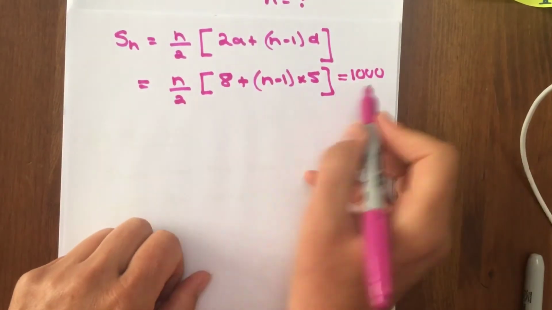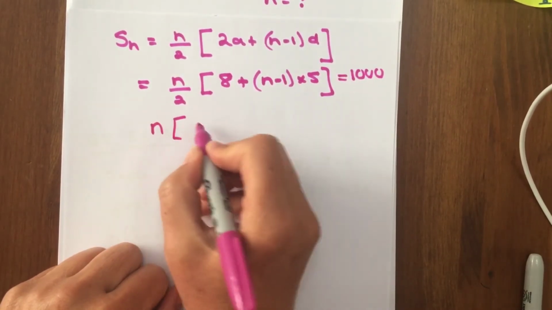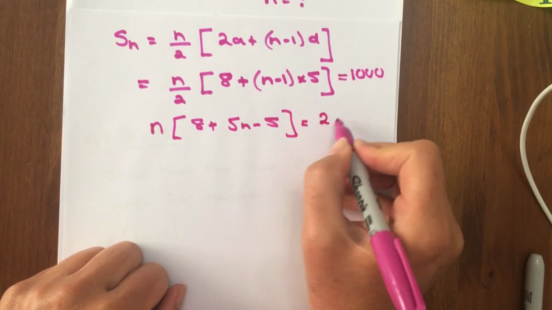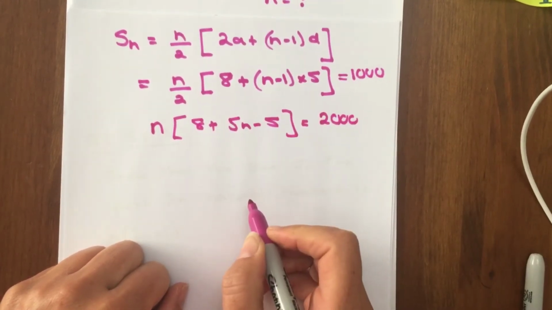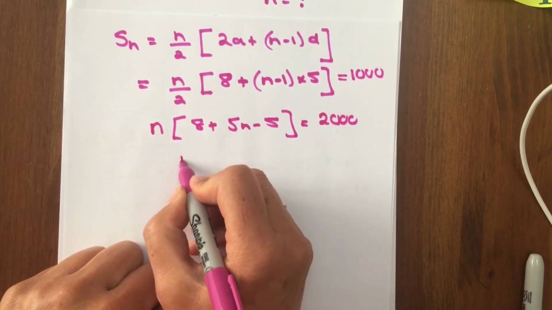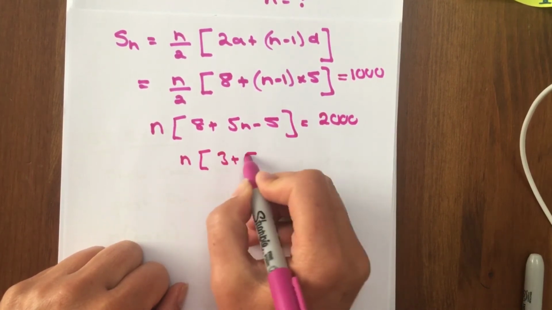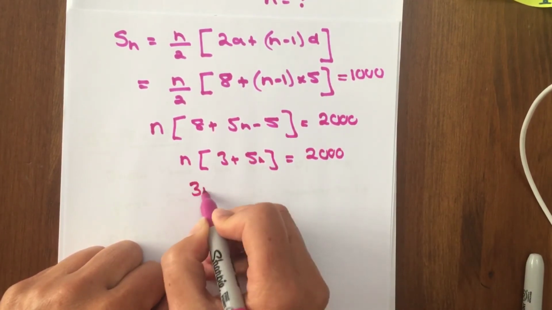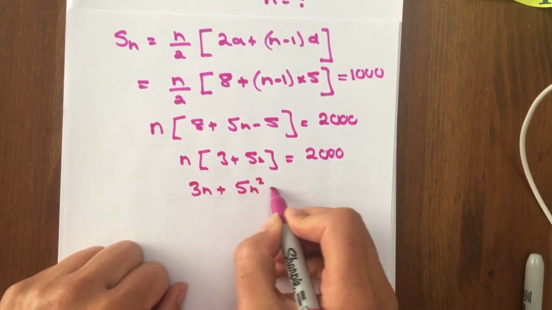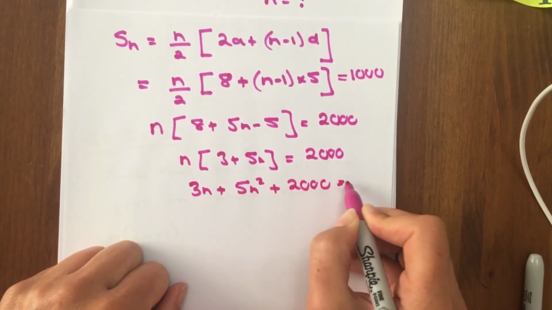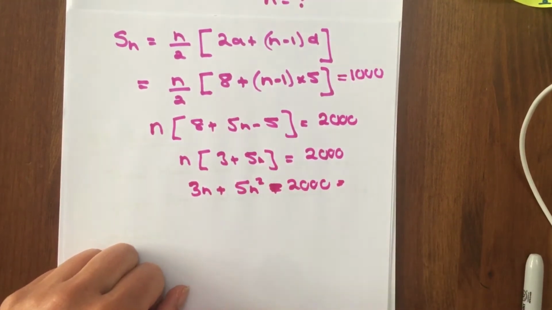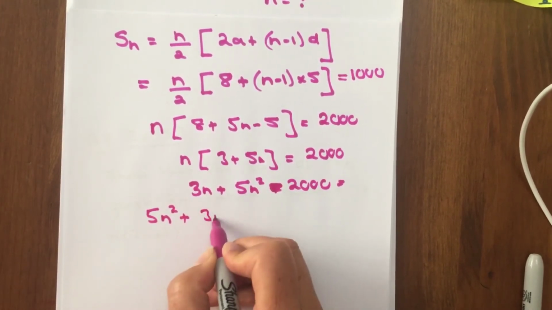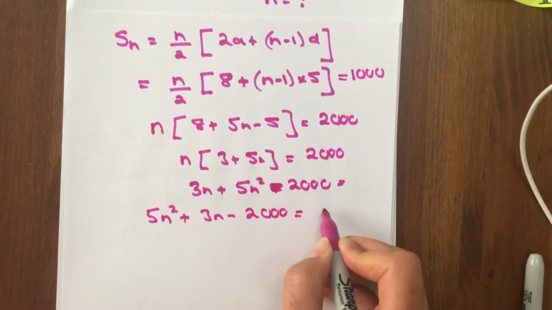So I'm going to just simplify here. I've got 5n minus 5 multiplying out the brackets equals, times by 2, so that's 2,000. So I've got n(3 + 5n) equals 2,000. So I'm going to make my quadratic now. Multiplying out by n, multiply that bracket out, and let's move everything to one side and make it equal to 0.